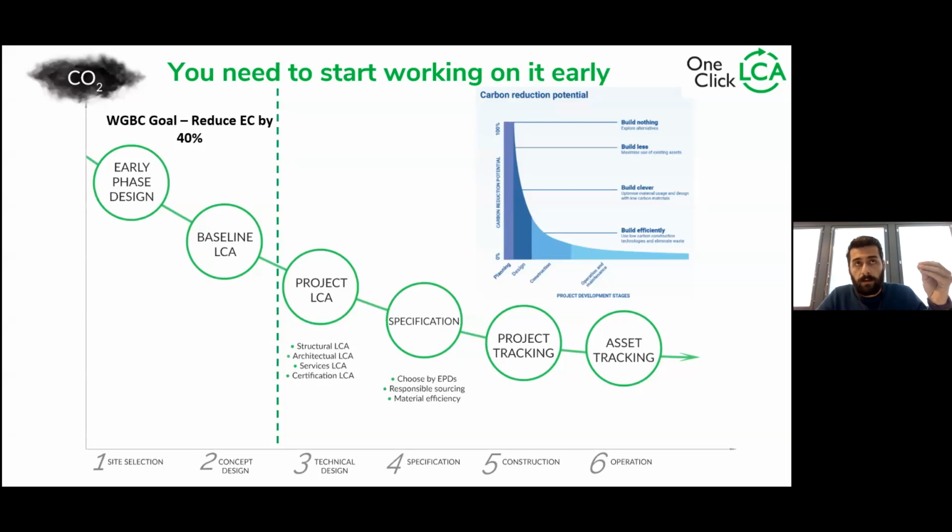And the main pillars behind early phase design are basically the fact that we can build less by maximizing the use of existing assets. We can build clever by optimizing material usage and design with low carbon materials. And of course, that is for the construction phase primarily, but the decision can be taken as early on. We can use low carbon construction technologies and also eliminate waste. So the earlier we are able to implement a life cycle assessment in our projects, the more reductions we can claim.